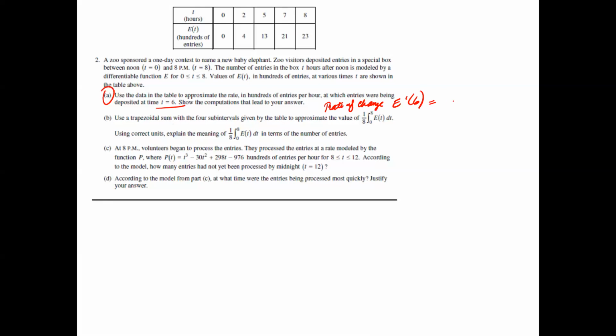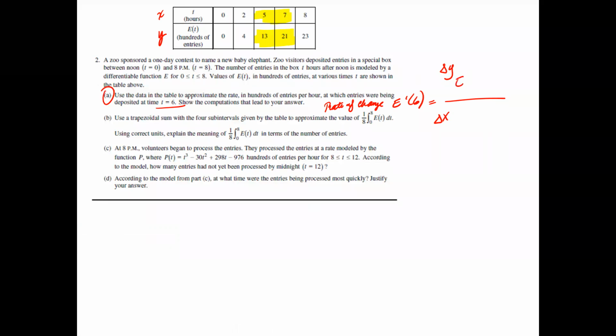In which case, if you're going to do that, it will have to be the change in y over the change in x. And so here's your x, which is hours. Here's your y, which is the number of entries. Given that you're looking for E prime of 6, which two numbers here are closest to 6? Well, that's between 5 and 7. So your respective values for y are 13 and 21.